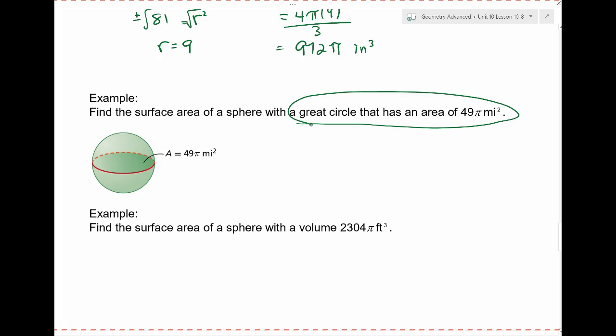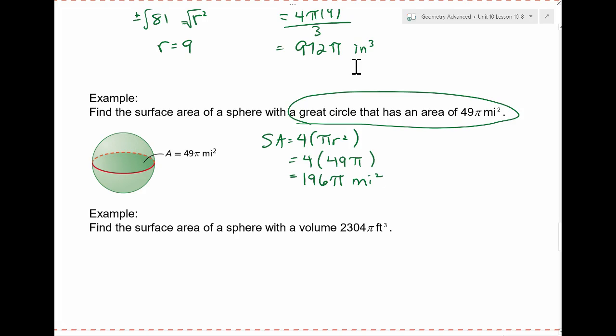They gave you a great circle's area. Remember, your surface area is 4 great circle areas. So really, can I just go 4 times 49 pi? Do I need to recalculate this circle area? No. I can just plug it in. And you are going to end up getting something like 196 pi square miles. That's a large sphere.